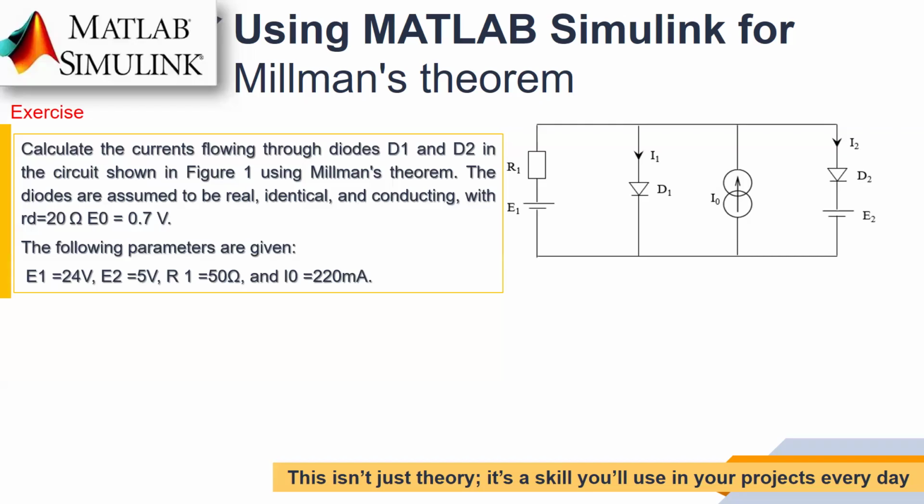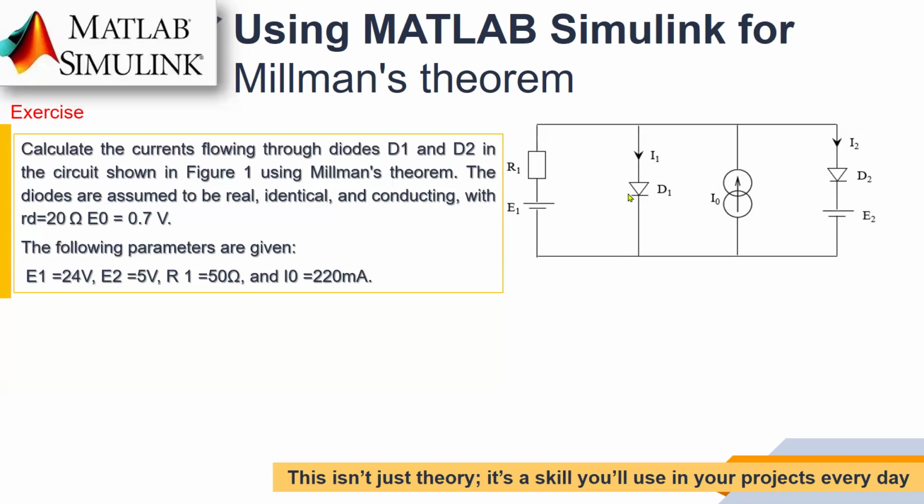If you have exercises like this, you have here the circuit and we have the exercise. Try to read the exercise. So calculate the current flowing through diode number 1 and diode number 2. The two diodes are both in the circuit. Using Millman theorem, the two diodes are assumed to be real, identical, and conducting. So both diode number 1 and diode number 2 are real and identical.